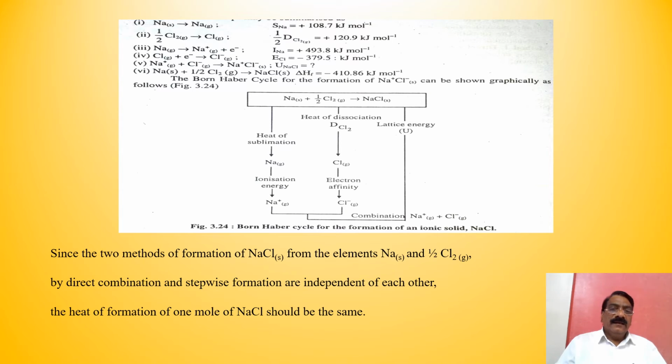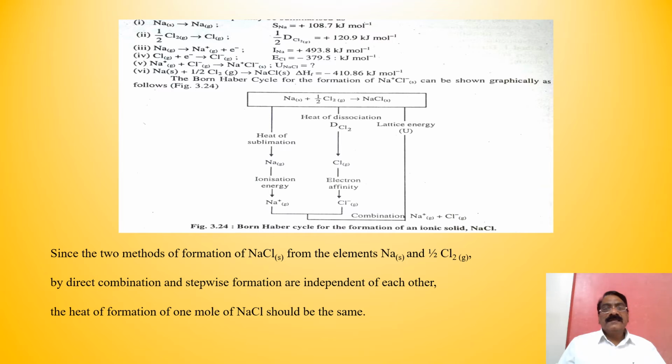The Born-Haber cycle for the formation of NaCl can be shown graphically as follows. It is the cycle. See how the cycle is represented. Here Na solid plus 1/2 Cl2 gas gives NaCl solid. But see this Na by two steps. First Na solid gets converted to Na gas, so sublimation. Then this gaseous Na gets ionized in the gaseous state, so ionization and formation of Na plus.